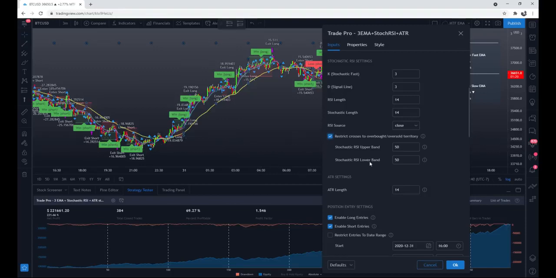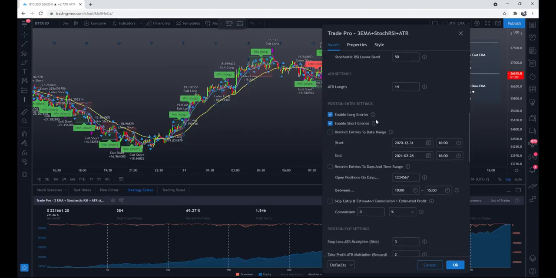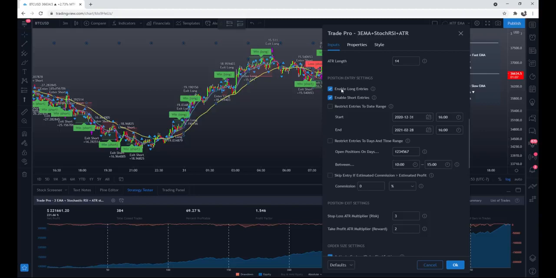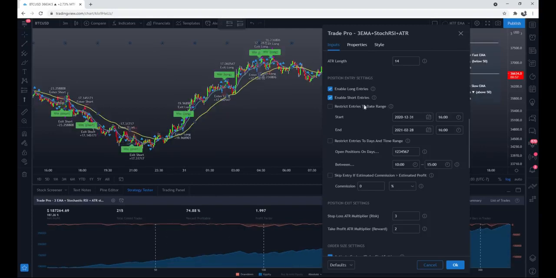So another thing is you can change the ATR length, and this actually has to do with where the stop loss and the take profit are going to be placed. So let's go down here. You can choose to enable long entries or enable short entries as well. If you're using Binance US, you can only take longs. Then of course, you can go ahead and change that. You can also restrict entries to a certain date range and restrict entries to certain times of the day.